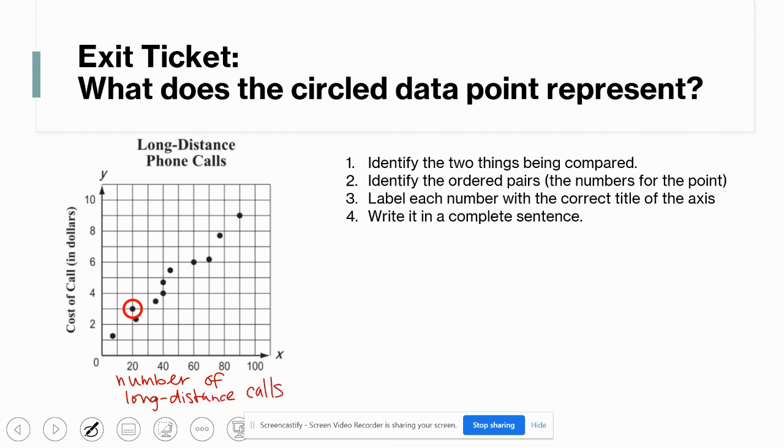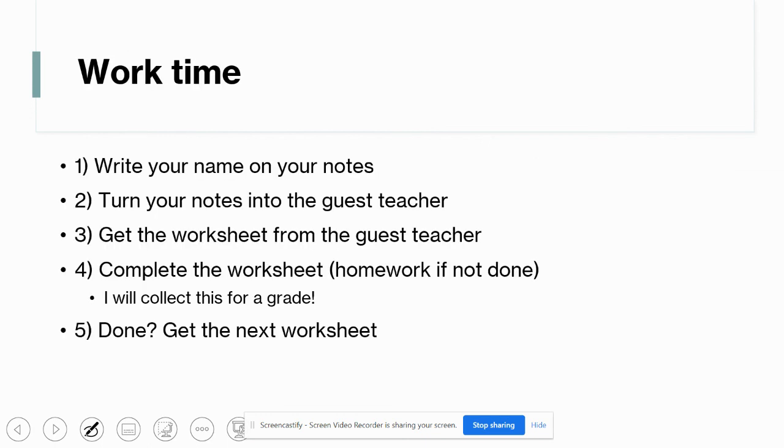When you do that, make sure your name is on it. You're going to turn it in on Monday, so don't get rid of it. Actually, I might have told the sub to collect it. I don't remember. So just do what the guest teacher tells you to do. And finally, write your name on your notes, because if you don't write your name, you won't get credit. Then you're going to turn the notes into your guest teacher.